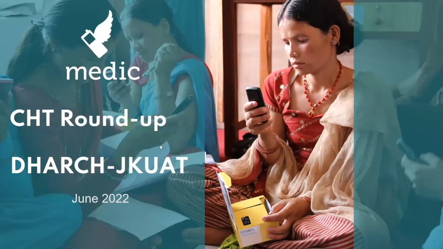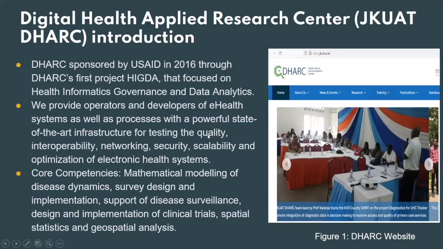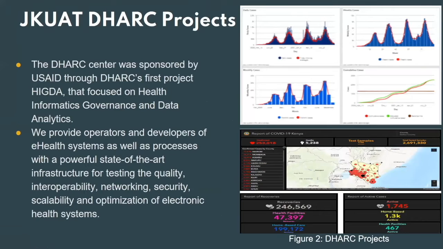The Digital Health Applied Center is hosted at JKUAT, and it came out of a project that we did in 2016, supported by USAID. The idea was to create a facility that supports health informatics governance and data analytics. We've done a lot of projects on e-health, and that is how we came about using the CHT Toolkit. Part of the work we did was to support the government dashboard on COVID. When COVID came, the dashboard was hosted in our facilities to ensure that we can keep track of the numbers and inform policy.